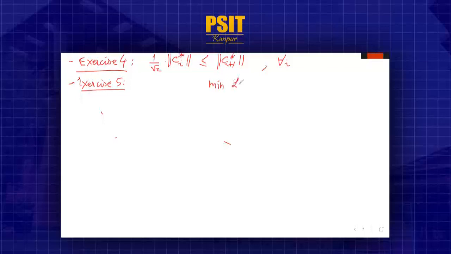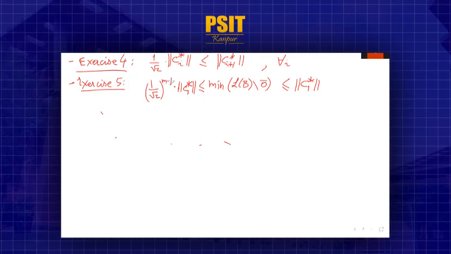So you can deduce that the minimum vector in the lattice is at most C1 star and is at least C1 star times 1 by root 2 to the m minus 1. This exercise 5 actually follows from exercise 4, and exercise 4 follows from the definition. So these are very easy to prove.